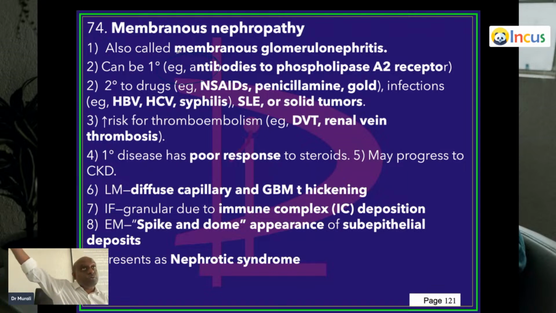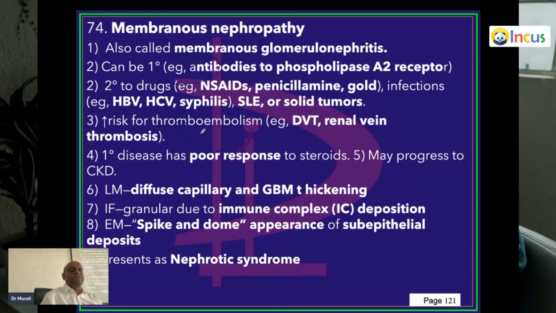So SLE can cause diffuse proliferative glomerulonephritis. SLE can cause membranous glomerulonephritis. SLE can cause anything. Membranoproliferative also. Then in membranous nephropathy, just like minimal change disease, because there is proteinuria, antithrombin 3 is lost and they have a prothrombotic tendency. Because of that prothrombotic tendency, they can develop a DVT, they can develop a renal vein thrombosis. When the renal vein gets thrombosed, vein, not artery, that itself can present with nephrotic syndrome.